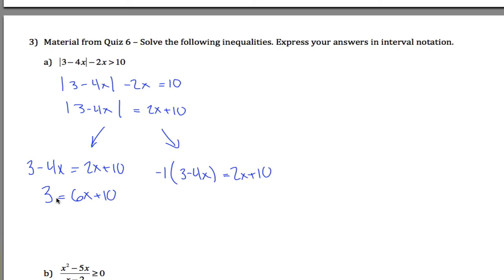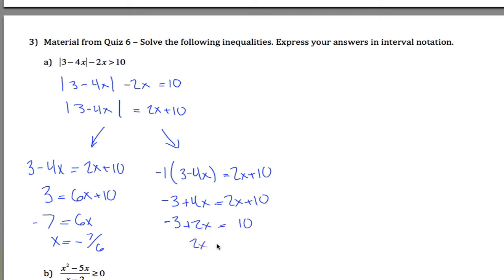I would have thought these numbers would work out nicer, but I guess they don't. -7 equals 6x. So divide by 6 and you get x equals -7/6. Over here, if we distribute this -3, we get -3 plus 4x equals 2x plus 10. Subtract 2x from both sides.